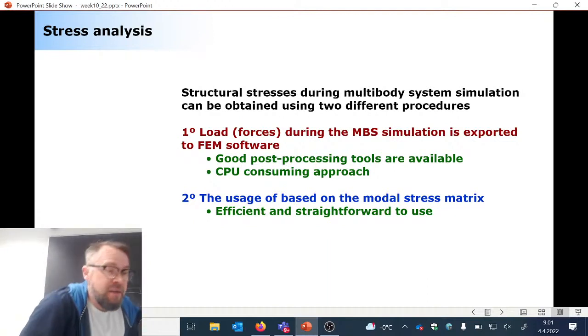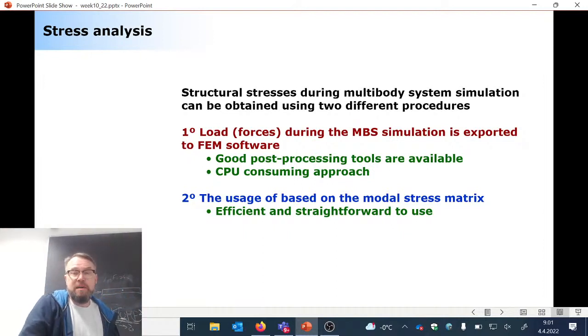The second one is very nice, and something that is currently much in use. It is based on something called the modal stress matrix. Basically, it uses the fact that you're describing your bodies as flexible bodies in multibody system dynamics. And once you describe your bodies as flexible bodies, you get these modal coordinates. Remember? You get these modal coordinates that are describing the deformation.